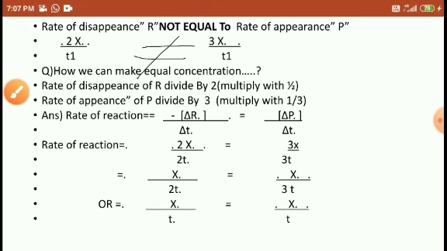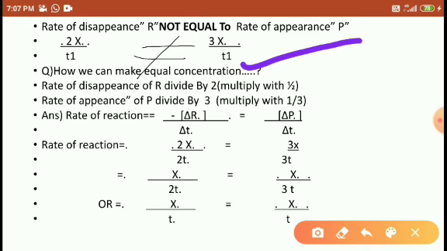So the question is, how do we make the concentrations equal? The answer is, students, the rate of disappearance of R you divide by 2, or multiply by 1 by 2. The rate of appearance of P you divide by 3, or multiply by 1 by 3. If you divide by 2 and divide by 3, then we get equal concentrations.